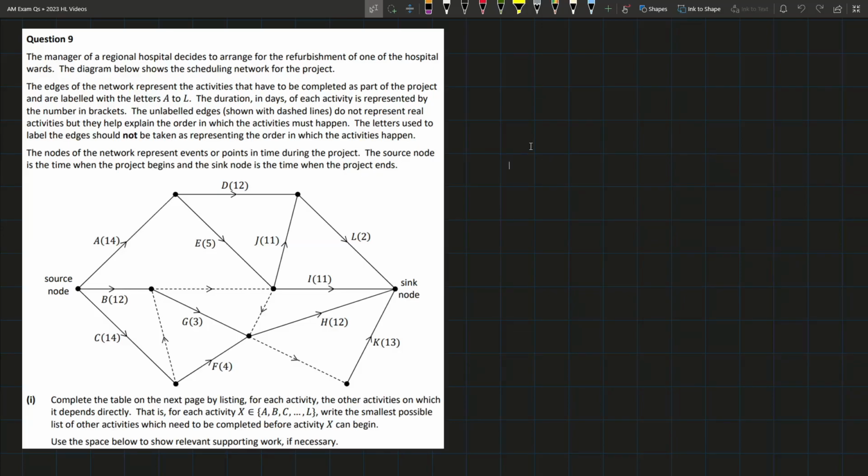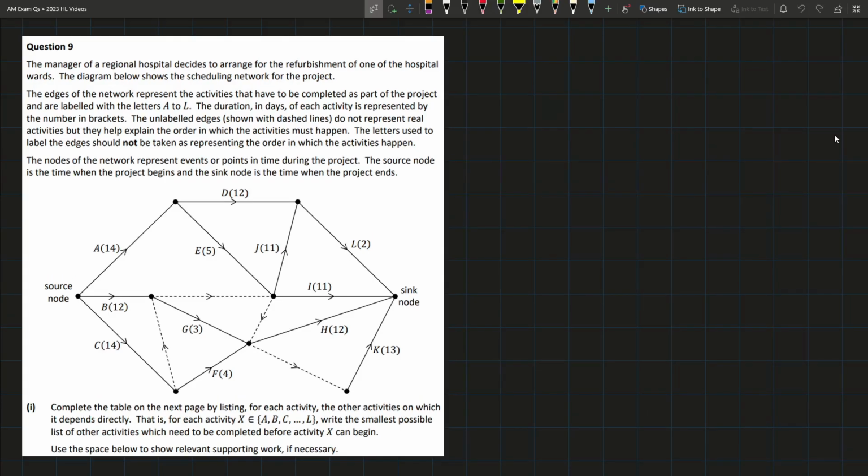So question 9 is about project scheduling. All of the text doesn't really matter, so I'm not going to read it, but you can read it yourself if you want. So in part 1 we have to complete a table saying which activities depend on which activities. And so basically write the smallest possible list of other activities which need to be completed before activity X can begin.